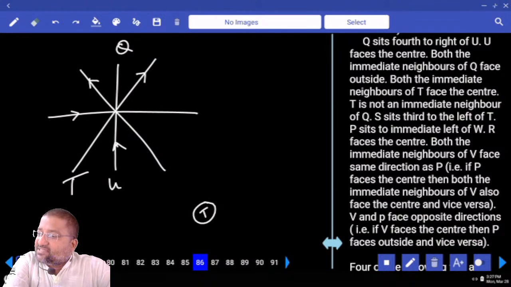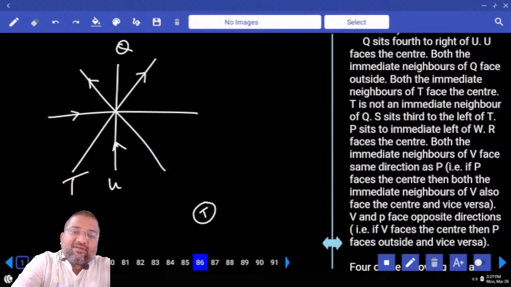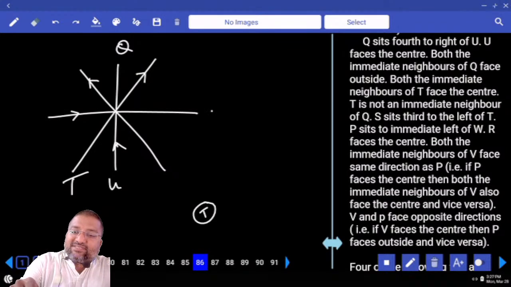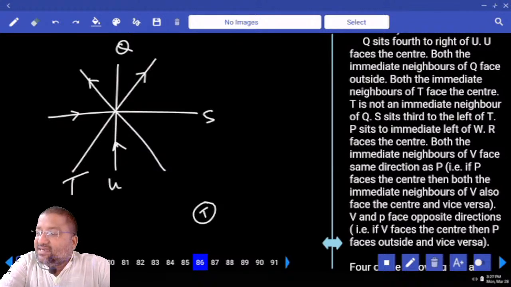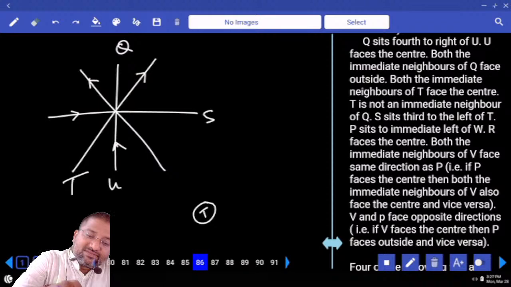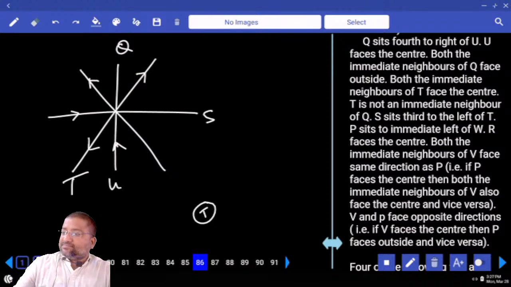S sits third to the left of T. So which place from T? Third place. But one third place is already occupied by Q. So definitely this is S. And S is third to the left of T. T is inside or outside? Outside. Okay? Next.